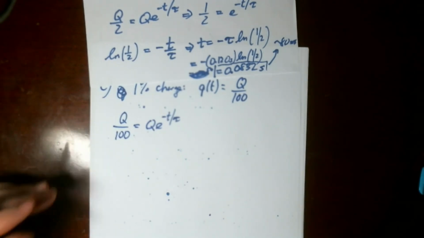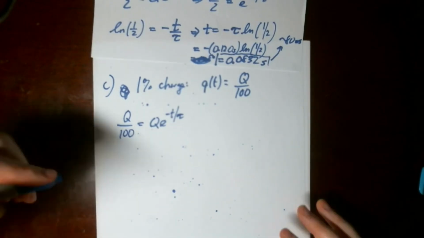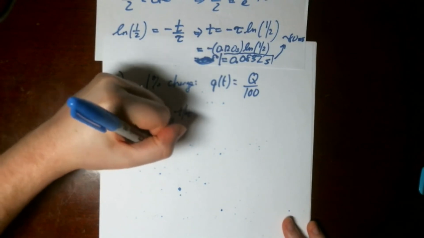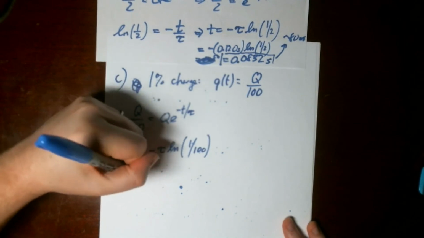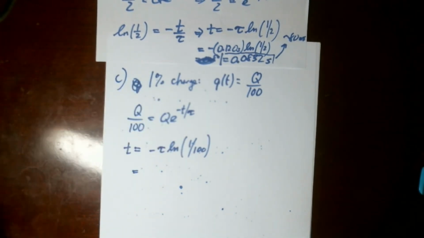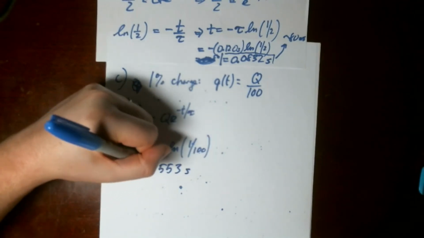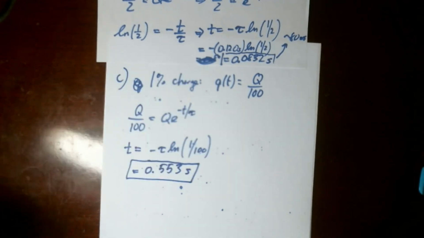We need to solve for t. You already know how to do that from up here, so I'm just going to skip the algebra and write down an equation for t. So t is going to be negative tau times the natural log of 1 over 100. Then plugging in our value for the time constant times the natural log of 1 over 100, we should find that it takes 0.553 seconds for 99% of the charge on the capacitor to discharge.